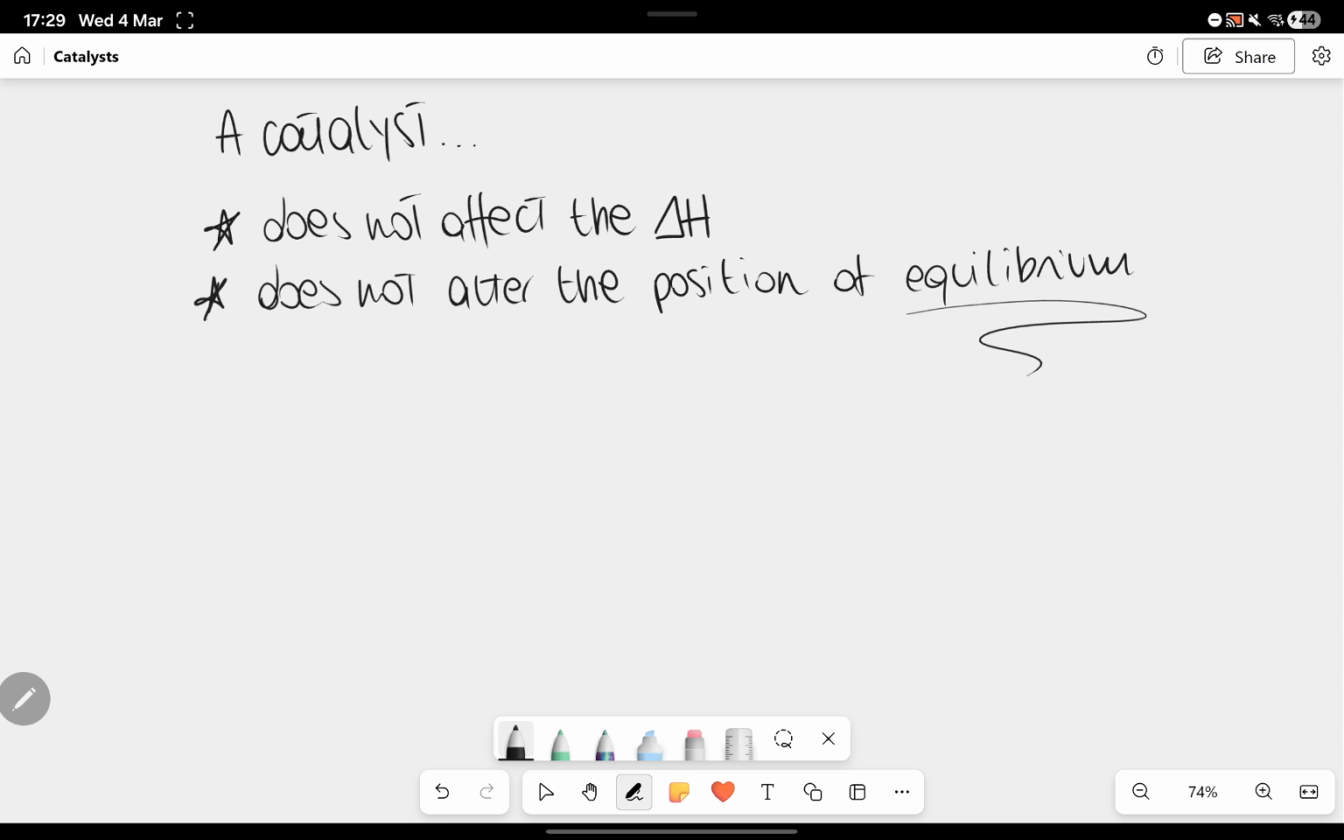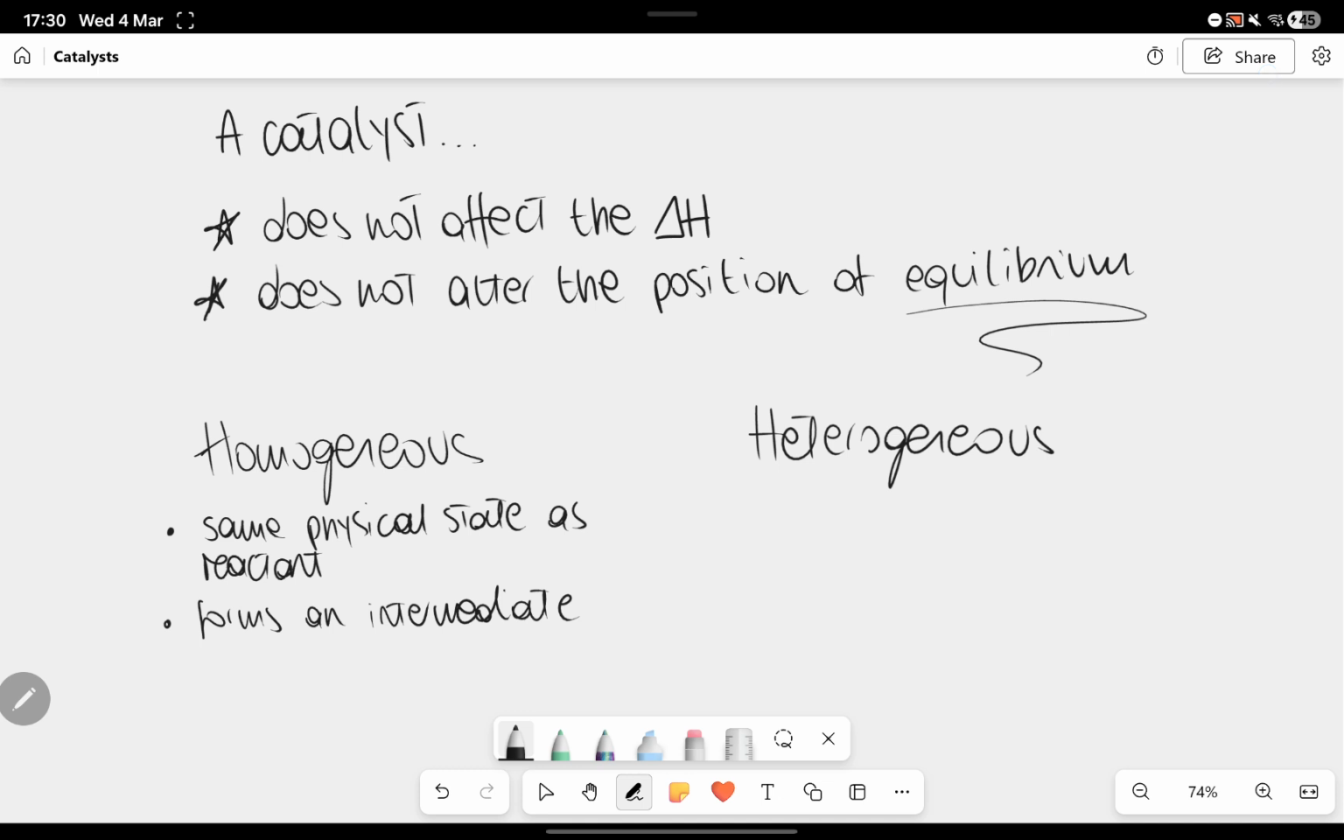There can be two types of catalyst, homogeneous and heterogeneous. A homogeneous catalyst is in the same physical state as the reactant, usually aqueous or gaseous, and we've seen many in organic chemistry. Remember that this typically involves the catalyst forming an intermediate species with the reactant, and the intermediate then decomposes to regenerate the catalyst. Remember, it is in the same physical state.